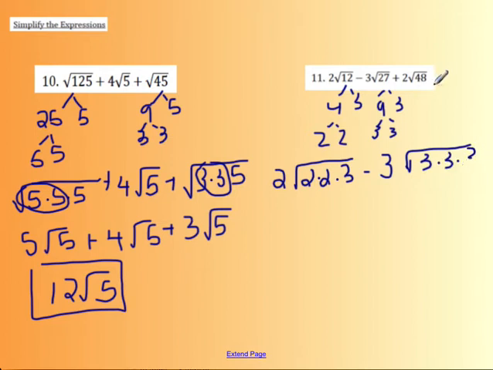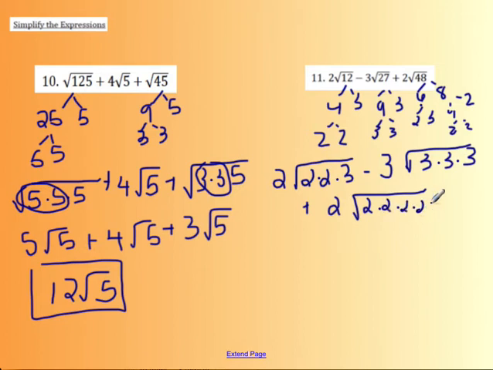Then for 48, I can break that down to 6 and 8. 6 I can break down to 2 and 3. 8 I can break down to 4 and 2. And then 4 I can break down to 2 and 2. So I'm just going to add that on the next line here because I kind of ran out of space. So I have that 2 on the outside. Then underneath the radical, I have 2 times 2 times 2 times 2. So I have 4 2's and then a 3. So let's go ahead and find some pairs.